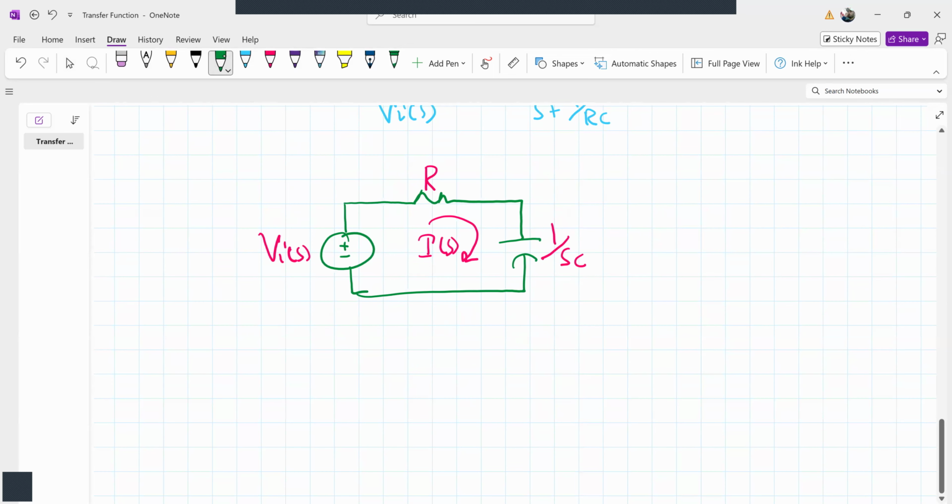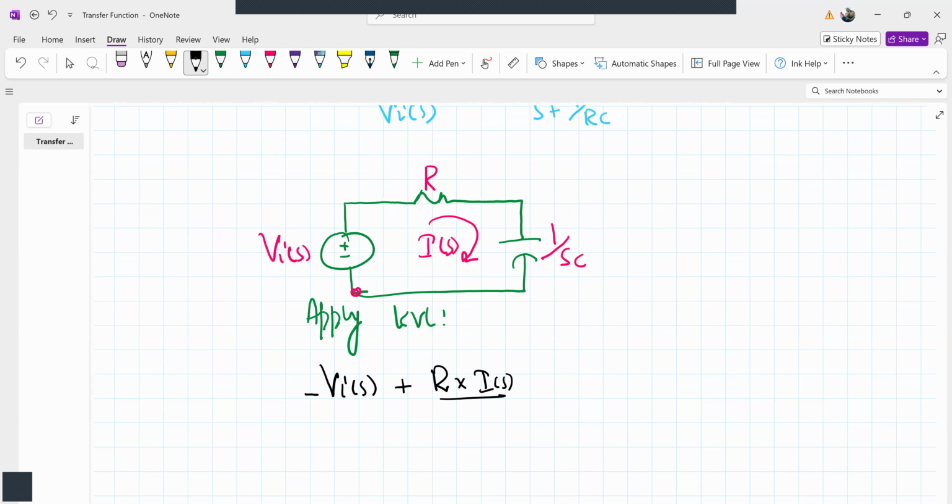So if I have to relate I(s) with the input, I apply KVL in this circuit. I start with this point. So it will be minus Vi(s), the voltage drop in the source, plus R, that is the impedance, multiplied by current, the voltage drop in resistor R.